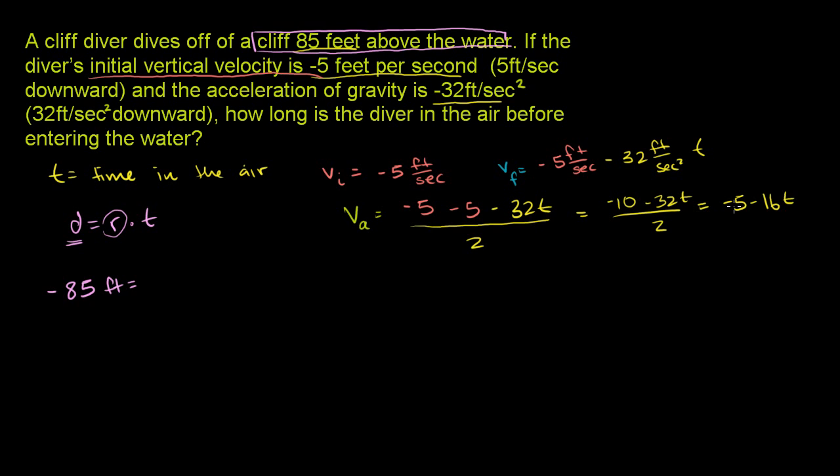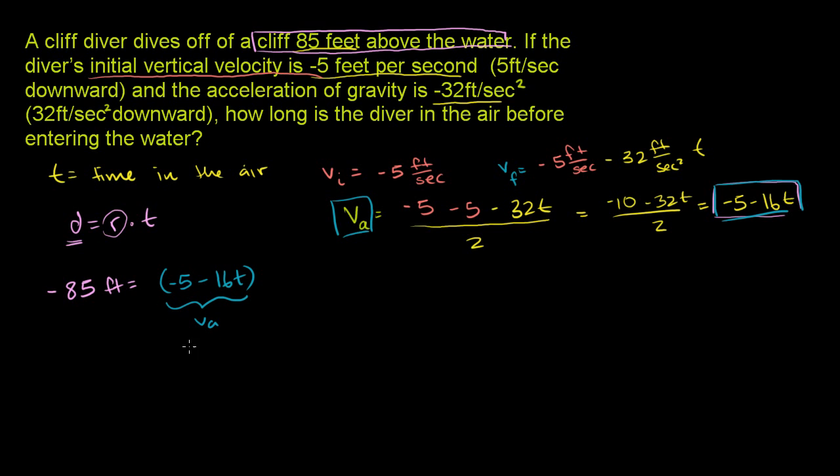Well, we just figured out the average velocity. It's this thing right here. Let me do it in this blue. Our average velocity is negative 5 minus 16t. That's our average velocity.